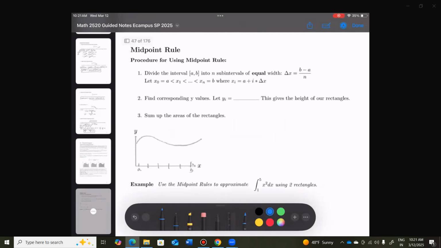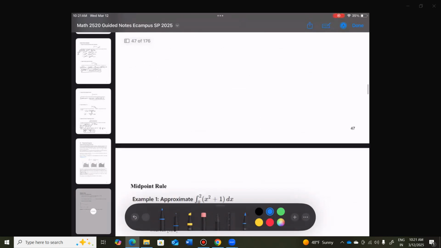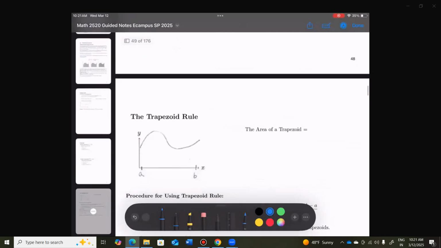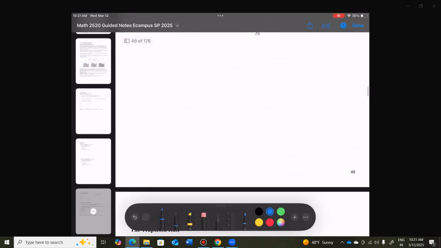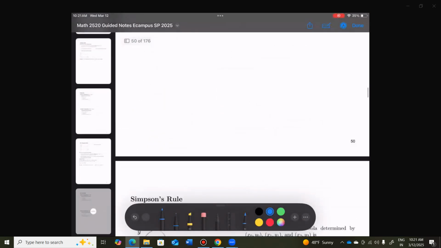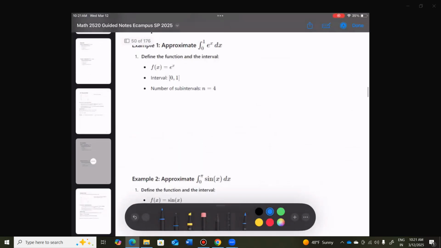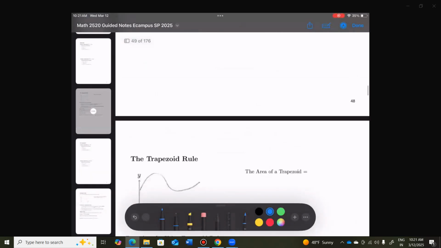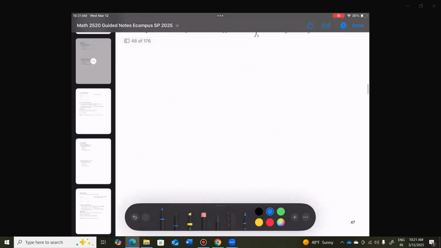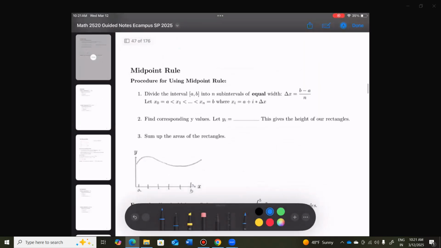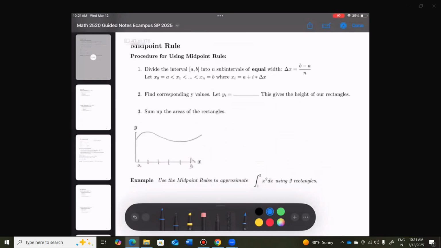All right, so in this, what we're going to look at is a couple of these different approximations. One is going to be the midpoint rule. Then we'll look at the trapezoid rule, and then we'll look at Simpson's rule. Okay, and they're each going to be a little bit different in how they approximate it, but a lot of it's going to be kind of procedure oriented with how we go about it.